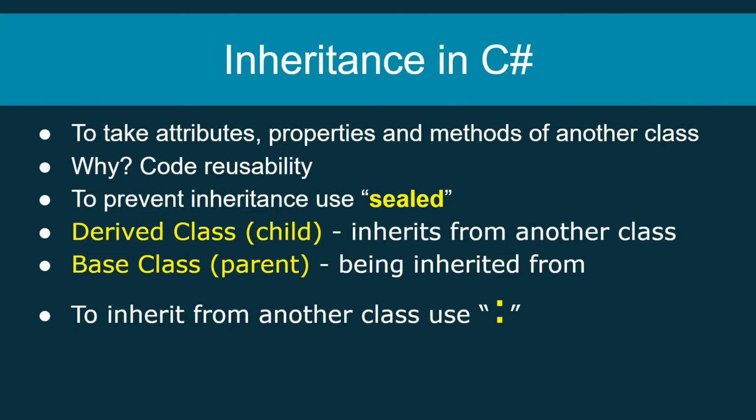I'll show you that. Terms that are used in inheritance: you have base class or parent class, and you have derived class or child class. A child class is a class that inherits from another class, and a base class or parent class is just a class that is being inherited from. To inherit from a class, you use a colon.